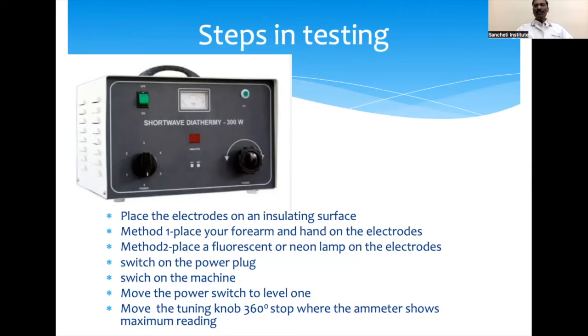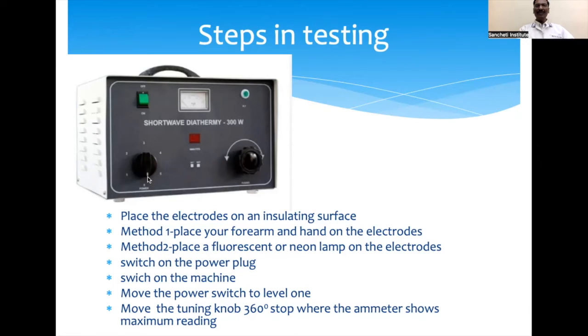Now the steps to be followed are, once you are ready with the placement of the hand, switch on the plug, then switch on the machine, the on-off switch, which is generally a rocker switch with indicator. Once you switch this on, the next step is to switch the power on. You have 5 levels on this power, and this is a 300-watt machine. That means the maximum output is 300 watts.